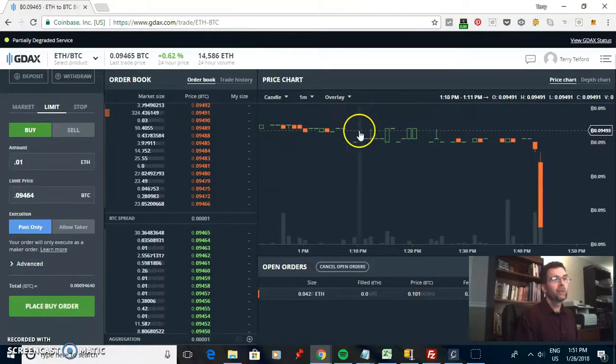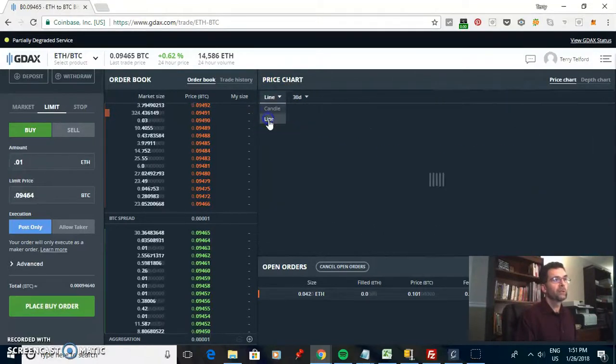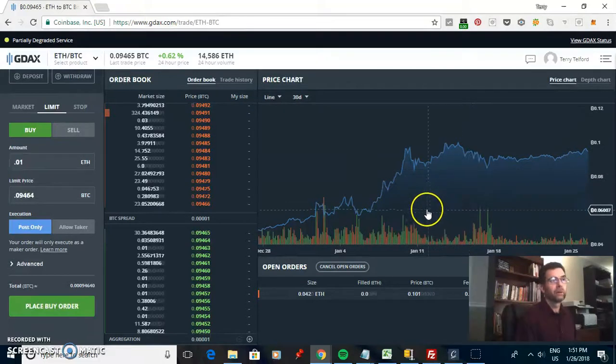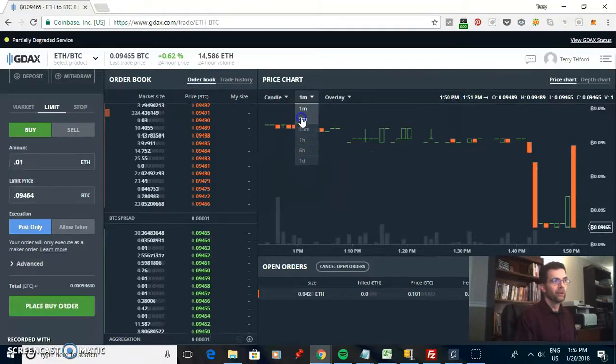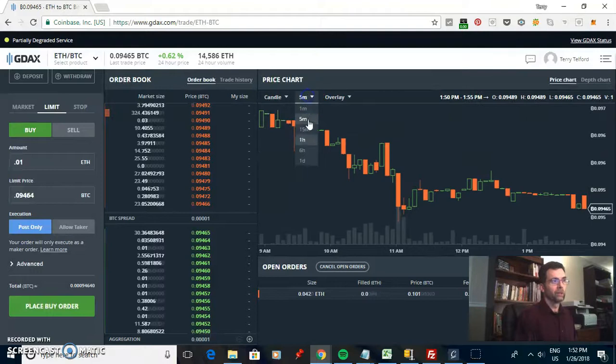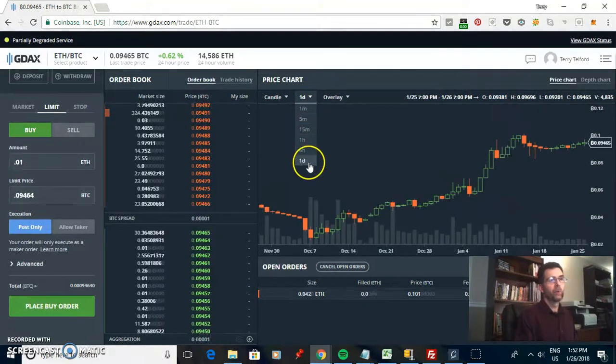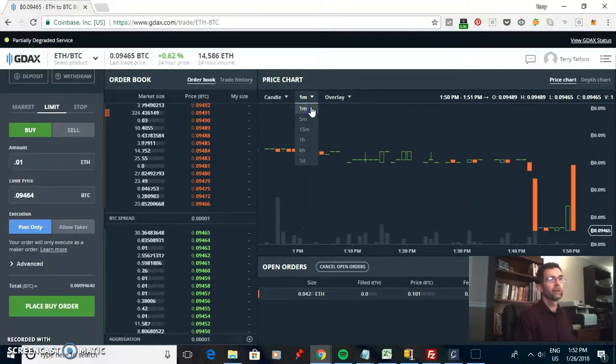And then up here is the candlesticks. If you're familiar with the forex market or the stock market, it's the typical candlesticks, the same as the other markets. But you can also change it to a line if you prefer, or different types of graphs. I prefer the candles depending on what I'm trying to see in the market. There's a 1 minute, 5 minute, 15 minute, 1 hour, 6 hour, and 1 day. So depending on what you want to track in the market, you can toggle through there and decide which candlesticks are most appropriate for what you're looking to do. So that's essentially GDAX.